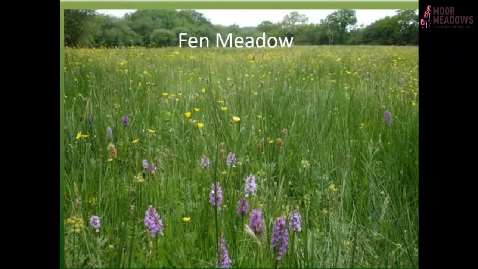Now, I just show this picture because Devon is actually really lucky in having a wonderful resource, particularly in North Devon and Mid Devon, of what we call fen meadows. These are meadows that develop on poorly drained soils in valley bottoms, which contain a wonderful array of species and are also very important for really rare butterflies, such as the marsh fritillary, and other creatures.